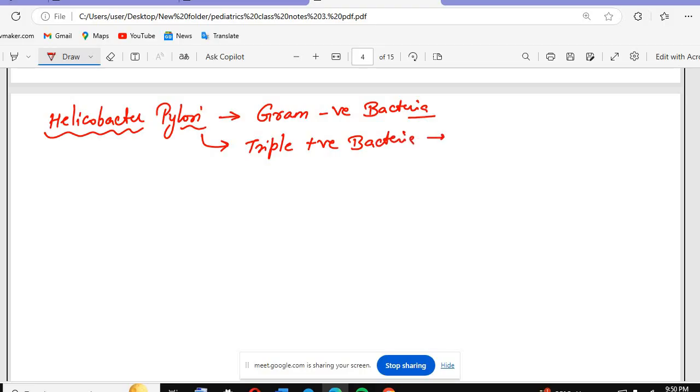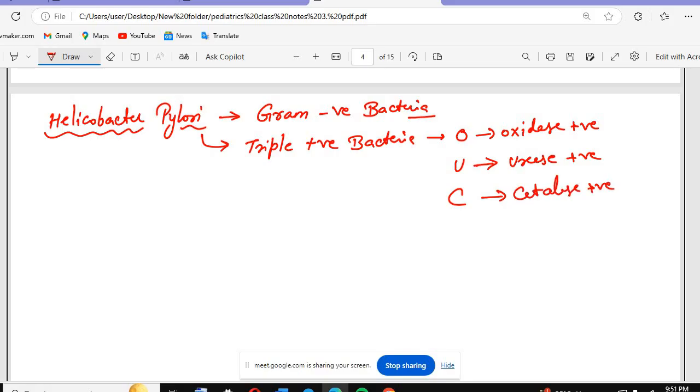What are these three positive? You have to remember OUC, or you can remember OUS. So they are oxidase positive. They are urease positive. And they are catalase positive. So they are oxidase positive, they are urease positive, they are catalase positive.